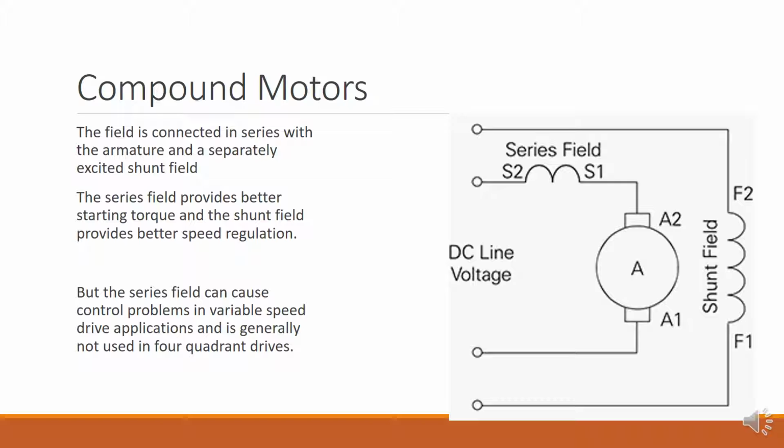Compound motors have a field connected in series with the armature and a separately excited shunt field. The series field provides better starting torque, and the shunt field provides better speed regulation. However, the series field can cause control problems in variable speed drive applications and is generally not used in 4-quadrant drives.